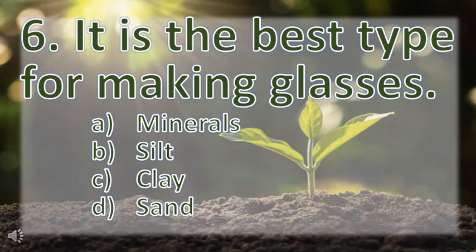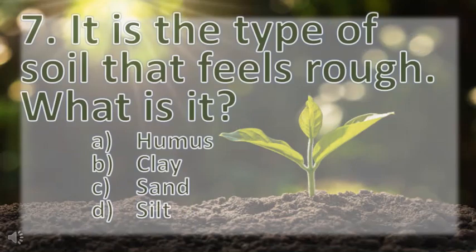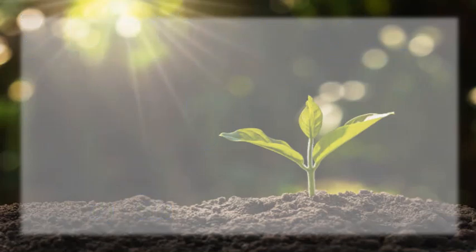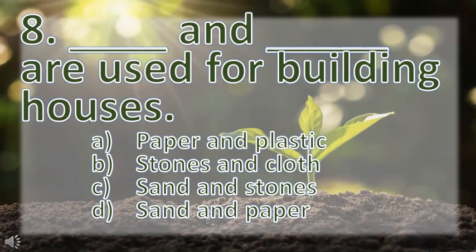Number 7. It is the type of soil that feels rough. What is it? A, humus, B, clay, C, sand, or letter D, silt? Number 8. Blank and blank are used for building houses. Letter A, paper and plastic, B, stones and cloth, C, sand and stones, or letter D, sand and paper?